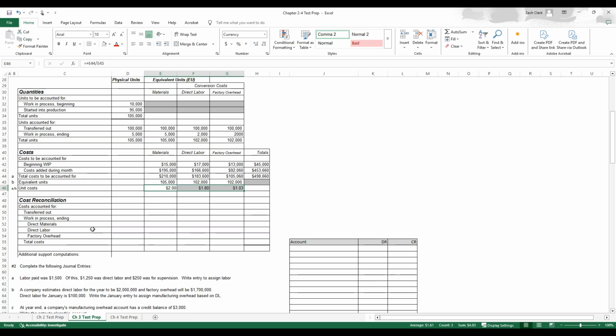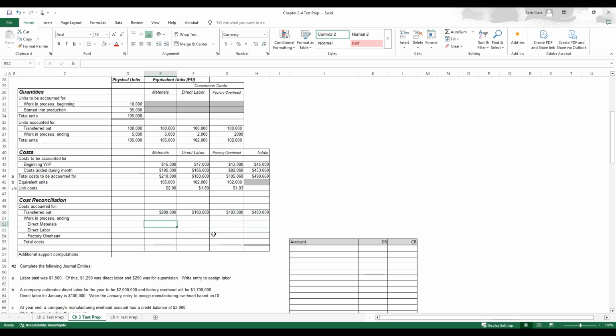And let's look down here at our amounts transferred out. So here we're just going to take our unit costs times our total units transferred out. And we'll sum those up. And again, down here, I'm just going to do this all at once. This is all dollars.